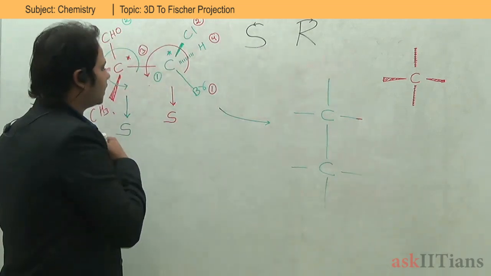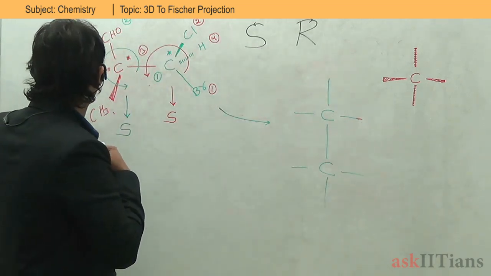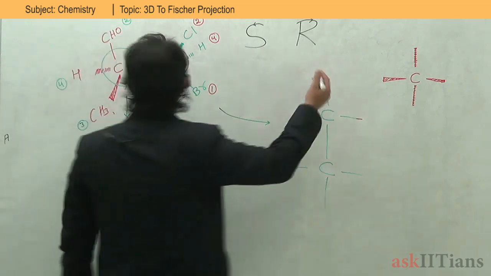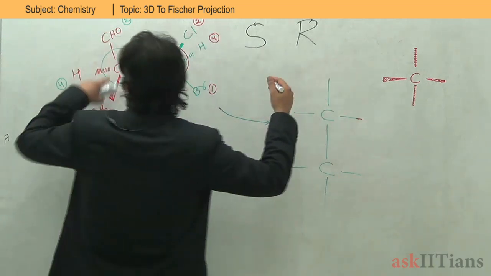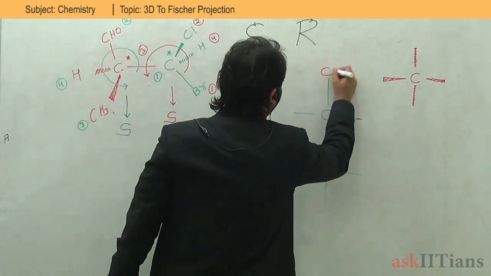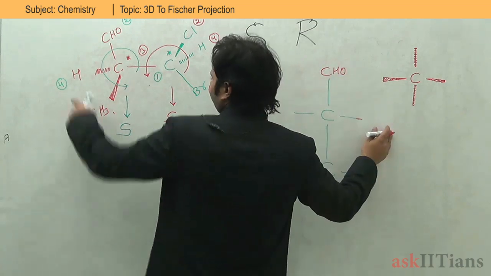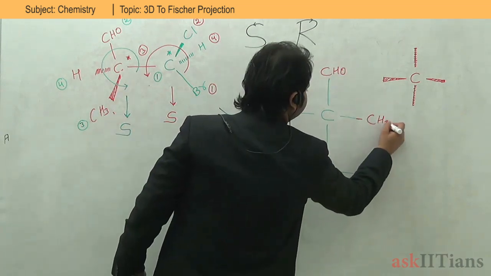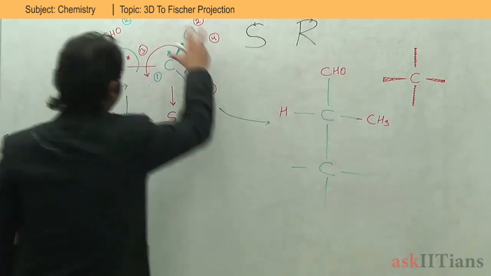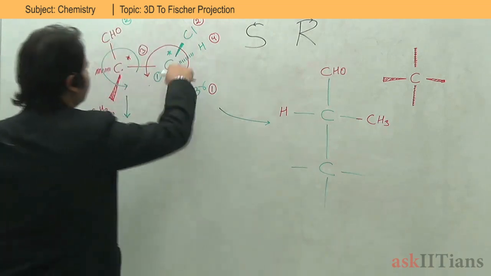Let's say I'm just putting the compounds, the substituents, arbitrarily. Let's take this carbon, and what are the substituents? Let's say CHO over here, CH3 over here, and I'm taking H over here, and this whole compound I'm taking on the downside, right?